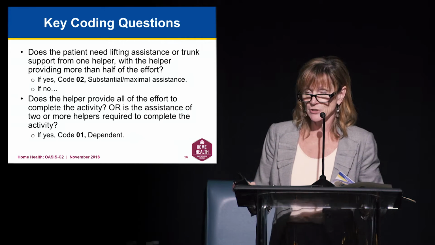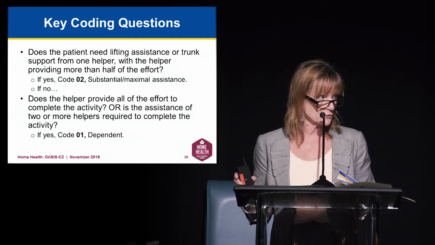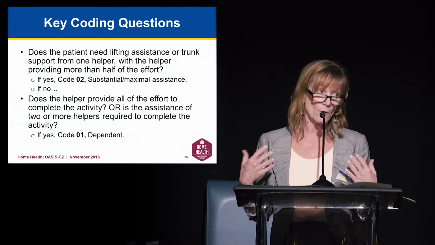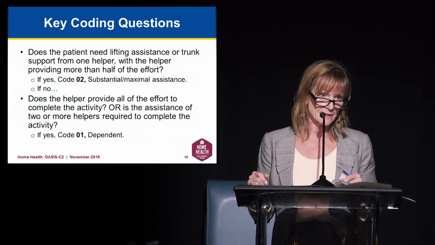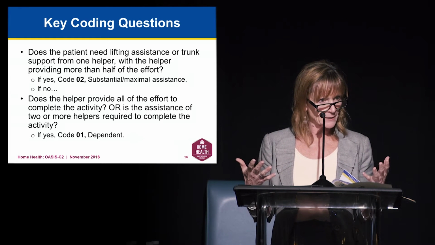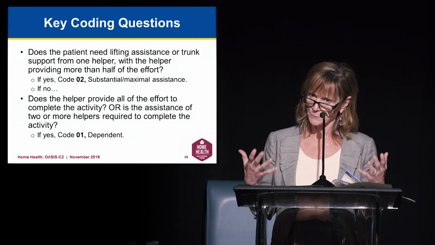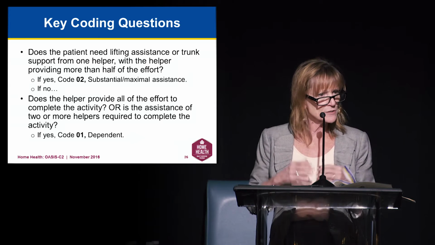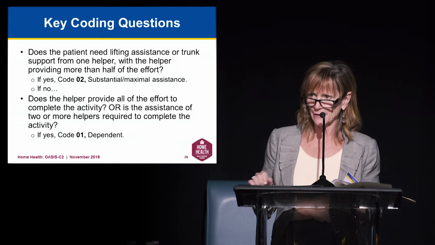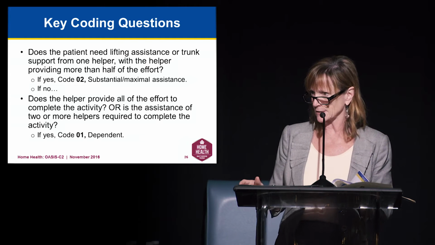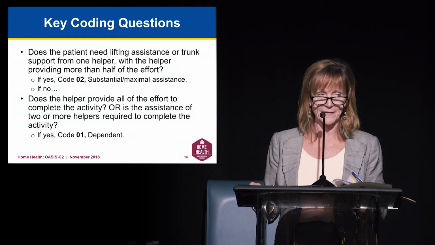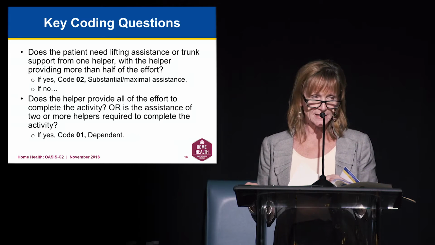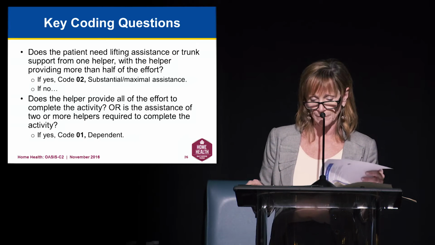And then the last coding question that the nurses should be thinking to themselves is, does the helper provide all of the effort? And I think many times with these dependent patients, we really have to provide 100% to help them get from lying to sitting on the side of the bed. Those seem to be the clearer scenarios. That would obviously be a dependent coding. That would be a code 1 for dependent to move from lying to sitting on the side of the bed with their feet on the floor.